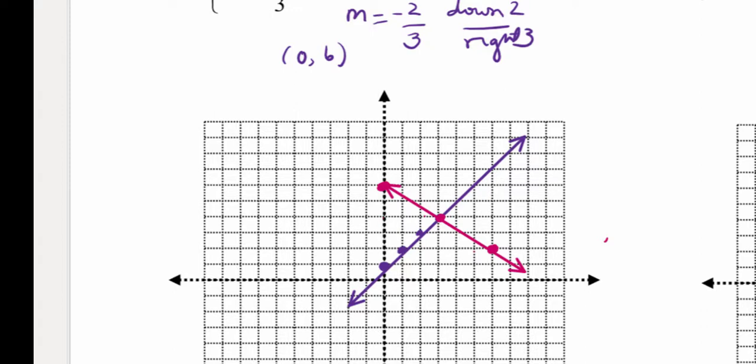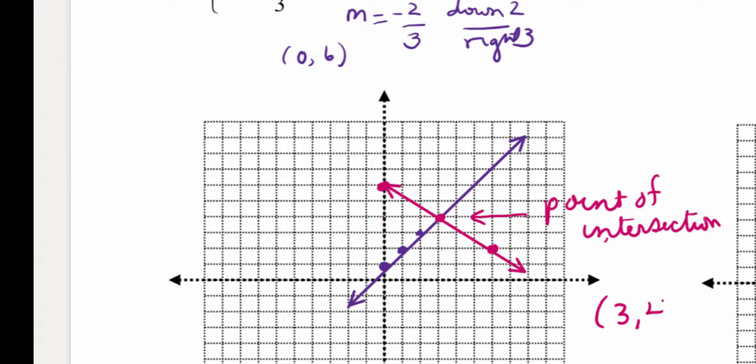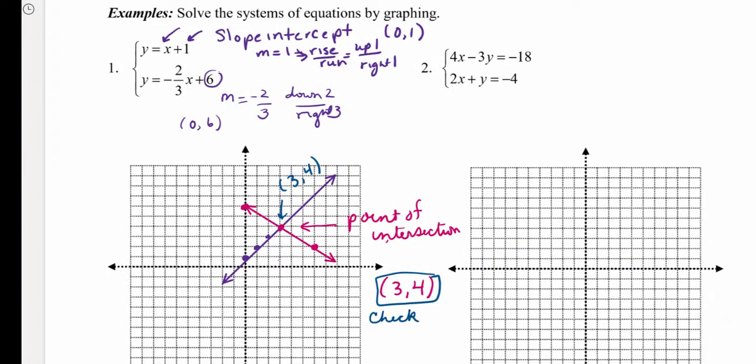And when we're talking about solving this system, we're talking about finding this point of intersection, the point where the two lines meet. And so these two lines meet at the point 3, 4. So I went over 3 and up 4. Okay, and this is our point of intersection. And so that means that when I substitute this ordered pair into each equation, it should make both equations true.